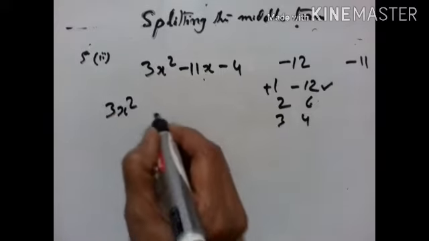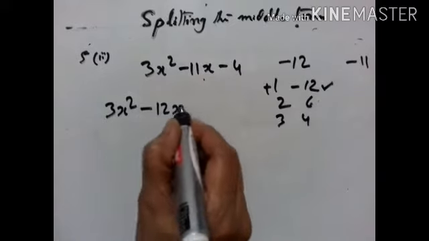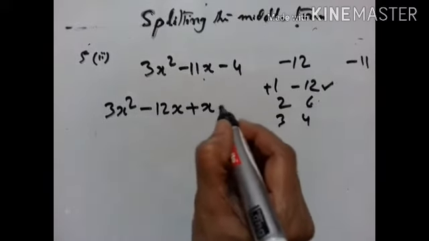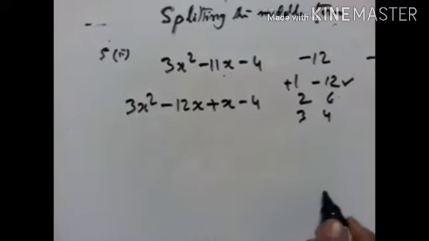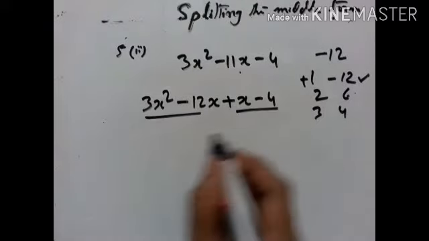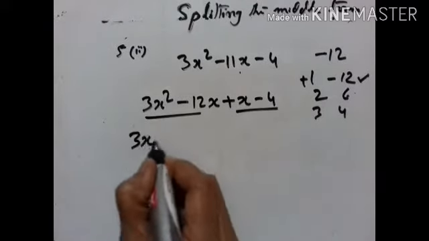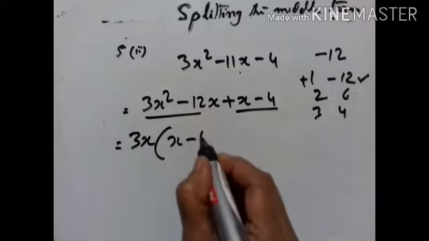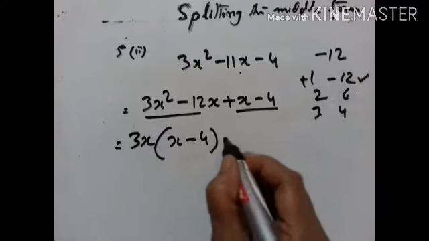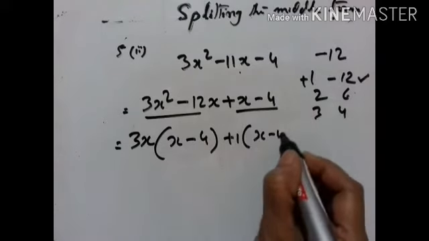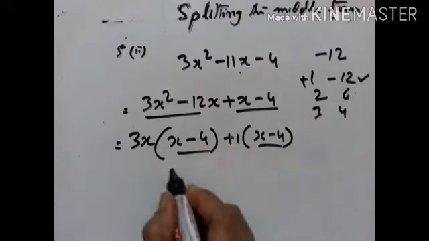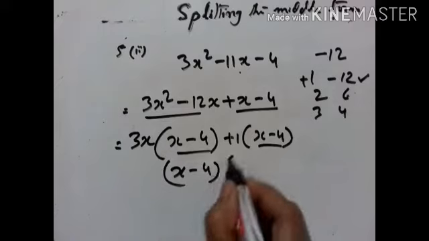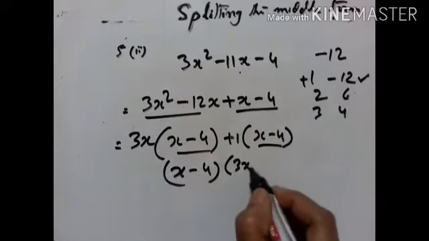3x square minus 12x plus 1x minus 4. Here the common term is 3x. x minus 4, x has gone out. Plus 1 into x minus 4. x minus 4 is common now. Into 3x plus 1.